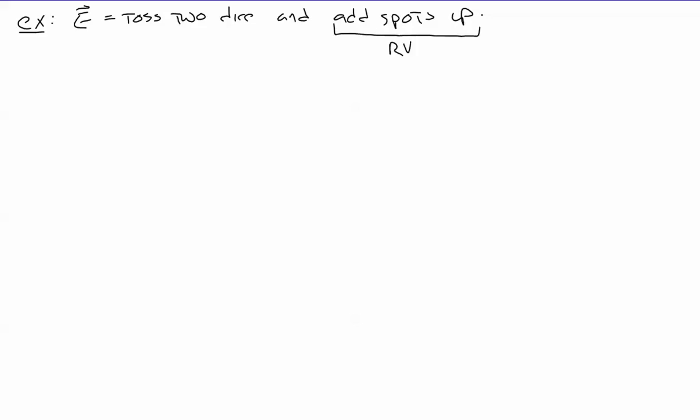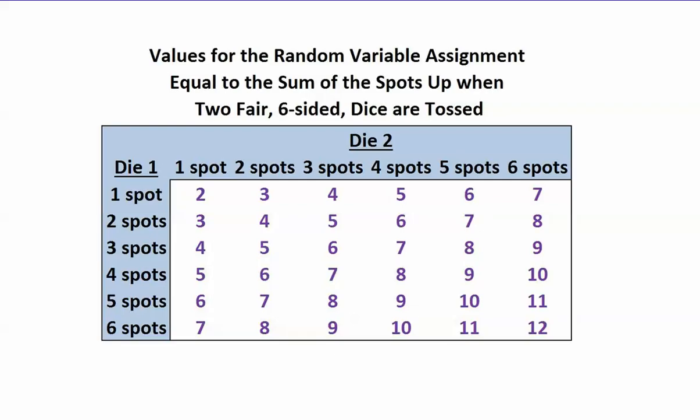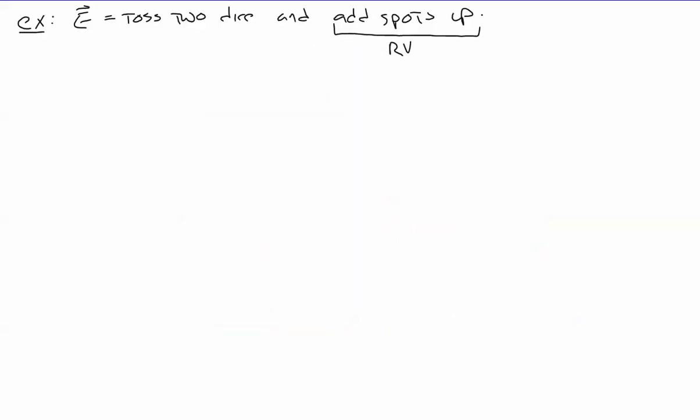Once again, I'm considering my tossed 2 dice and add spots up. All right, that's my chance experiment. My random variable is, that's really my random variable: toss 2 dice, observe the spots, add the spots up. This is my random variable assignment table. That's the experiment that we're talking about. That's the random variable assignment that we're talking about.